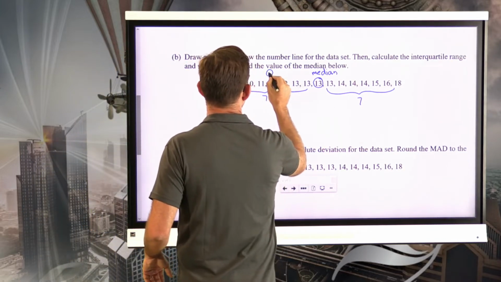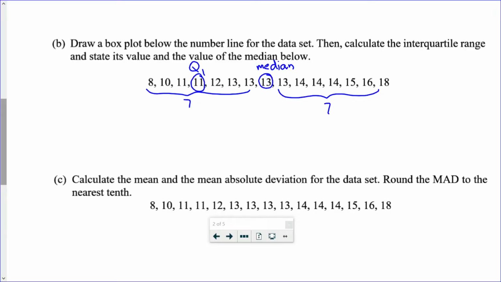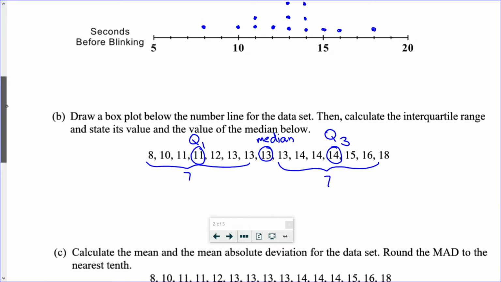That's going to be my first quartile. And I can do the same up here, right? It'll also be the 4th one here, so Q3. All right, and that should be enough to figure out to draw my box plot, right?